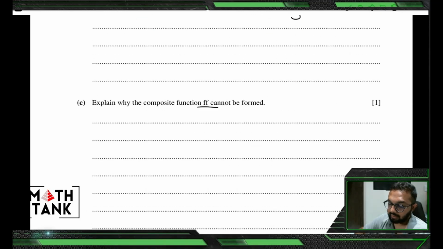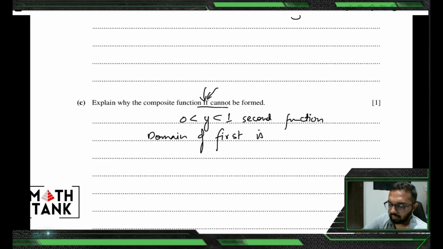This explains why the composite ff cannot be formed, because we've studied that the range of the second function must fit into the domain of the first function. The range of the second function is 0 to 1. The domain of the first is greater than 2, so it does not fit.